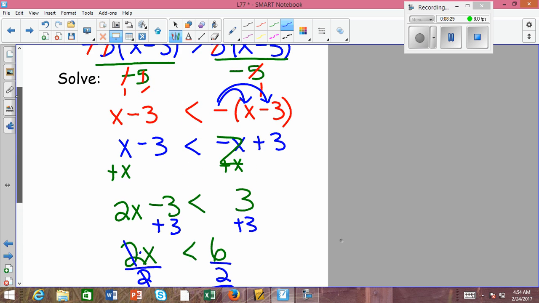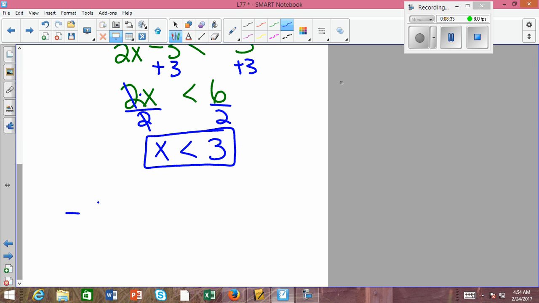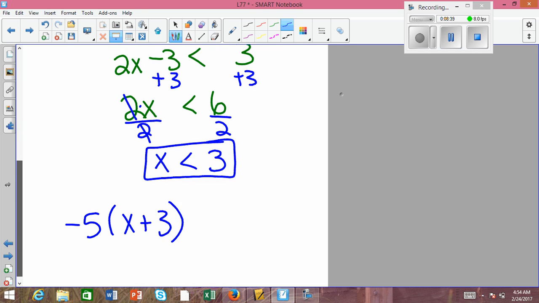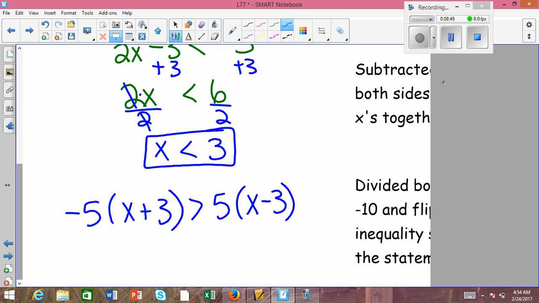I'm going to show you one more way to solve this problem up here. Negative 5 times x minus 3, which is, I forgot, greater than 5 times x minus 3. There's one other way to solve this problem, and that would be to use your distributive property first.